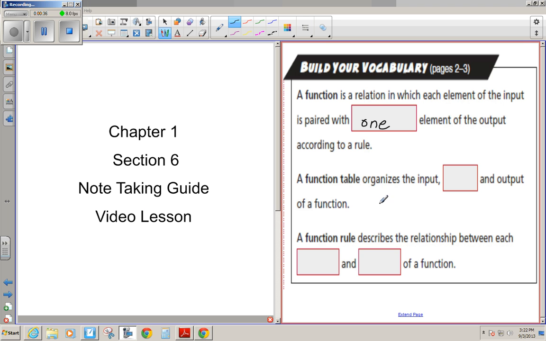A function table organizes the input value and output of a function. A function rule describes the relationship between each input and output of a function.